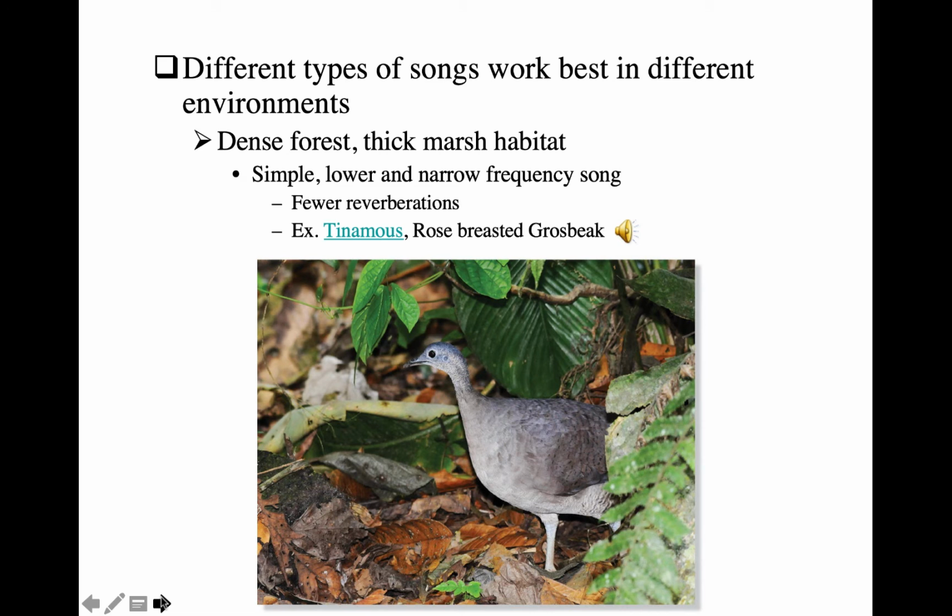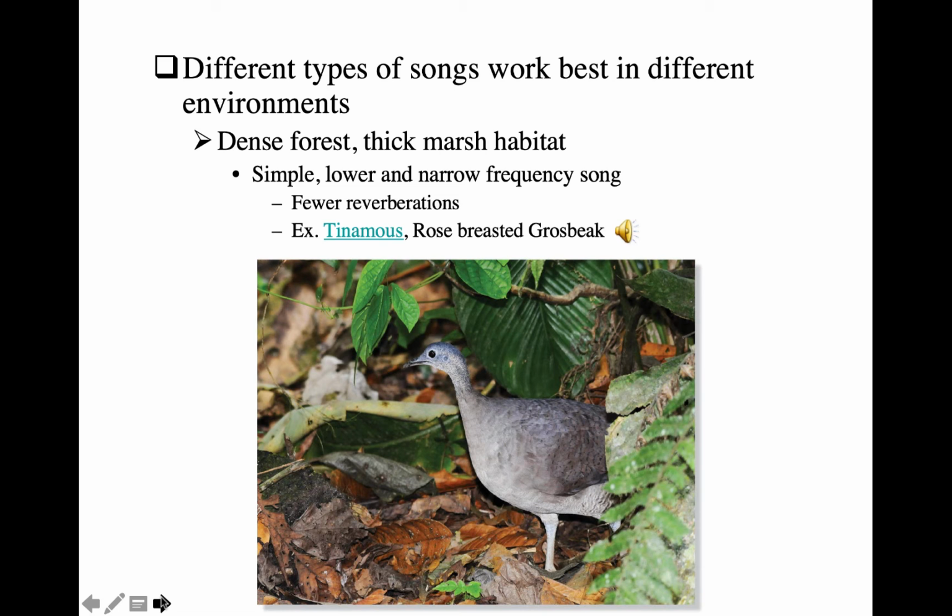So why do birds produce such a wide range of vocalizations that encompass different frequencies? Are there any patterns associated with this? And sure enough, there are. It turns out that there are different types of songs and different types of calls, as we'll see. We'll talk about calls here in a minute, that tend to work better in different environments. So if you're talking about a very dense forested habitat or a thick marsh habitat, it's difficult for songs to penetrate through that dense vegetation without getting reverberations and the song becoming degraded so that it loses its function.